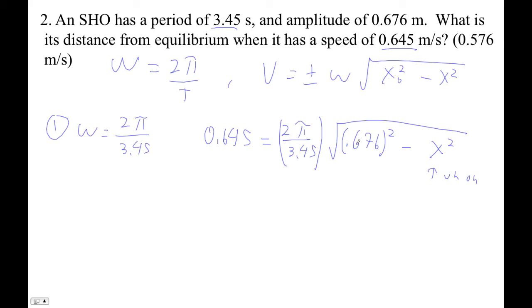And now I have 0.1255428 equals 0.676 squared minus x squared, right? So now I'm going to take this and subtract 0.676 squared, and I've got negative 0.33154 is negative x squared, right? So I'm going to take the square root of the opposite of this, right? And I should get the right answer.